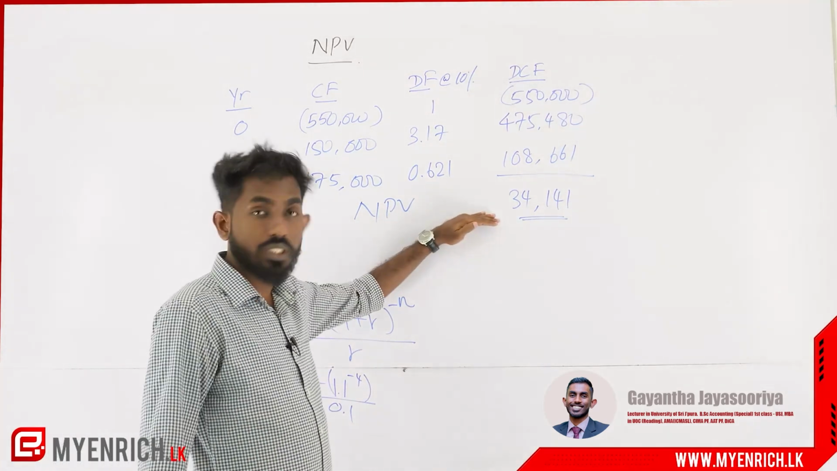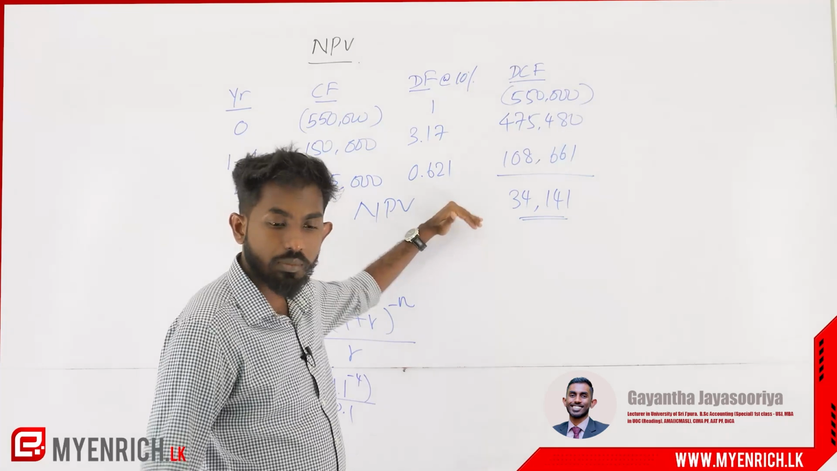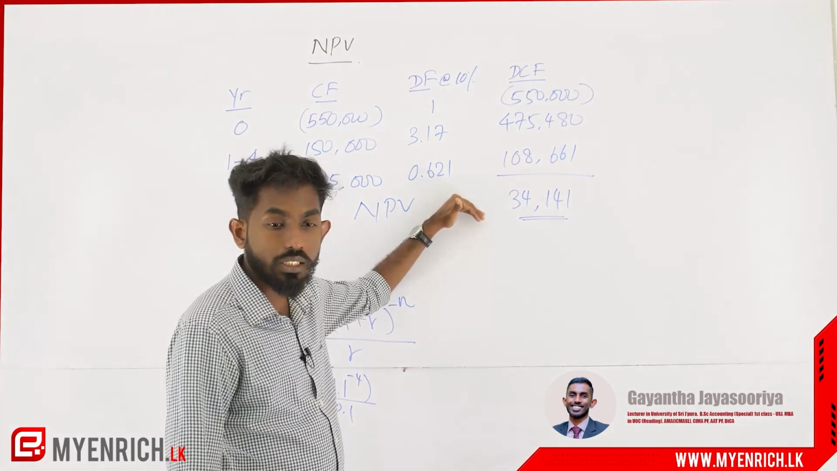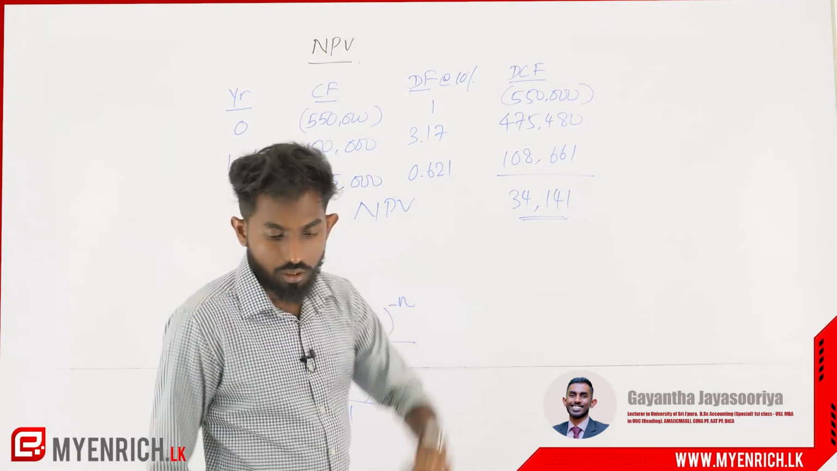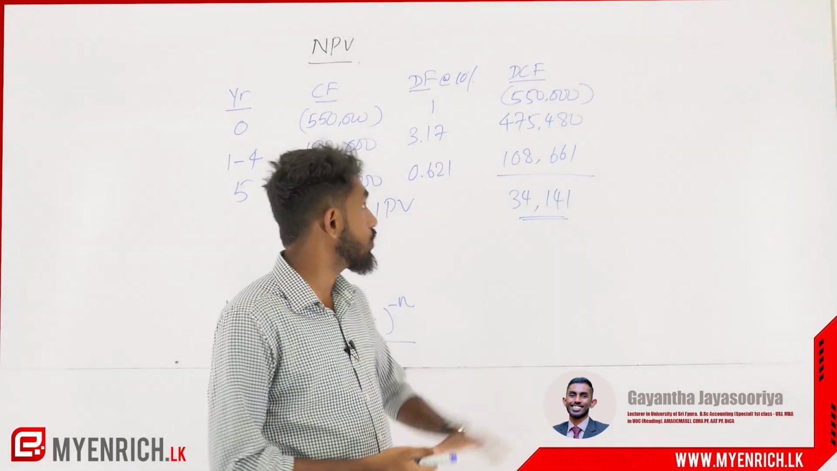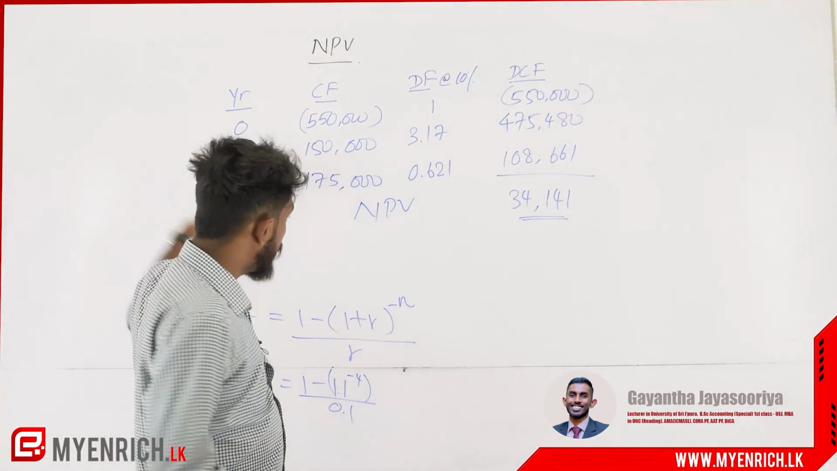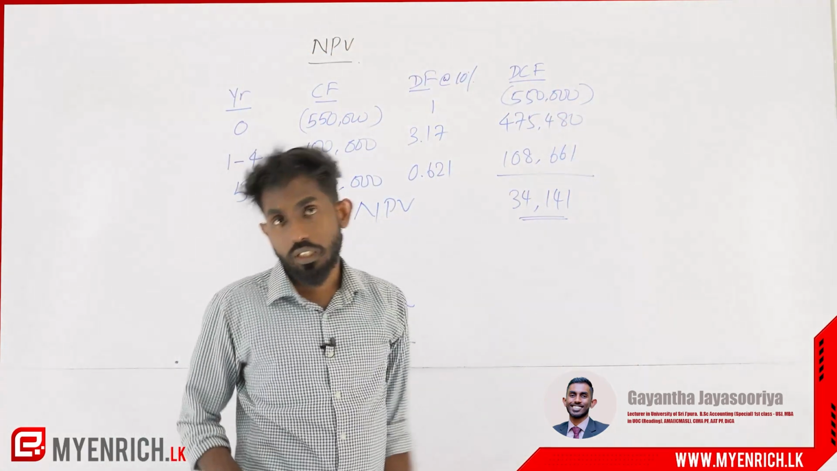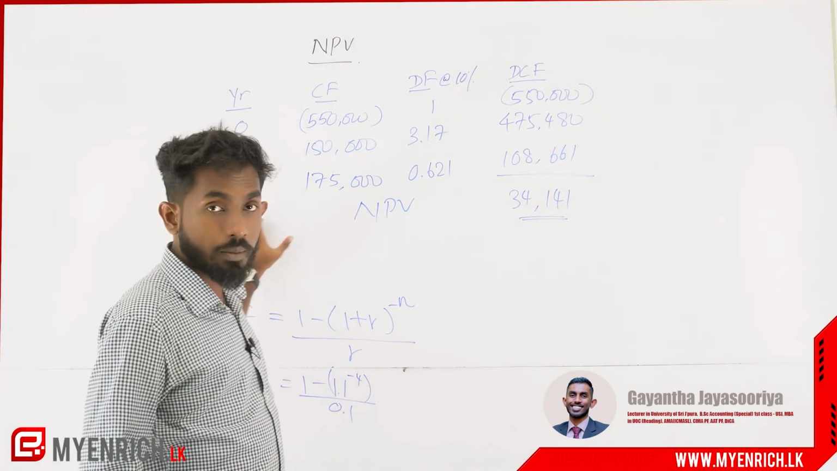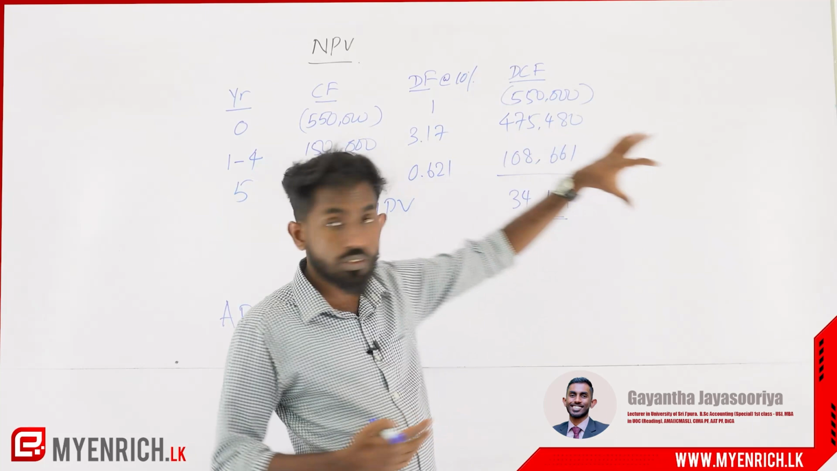NPV is a positive figure, plus figure. Therefore, we can accept this project. We can go ahead with this project because it generates positive cash flows in the future. So here we are considering the whole project. We are considering the whole project for 5 years. So at the end of 5 years, we can generate this much.